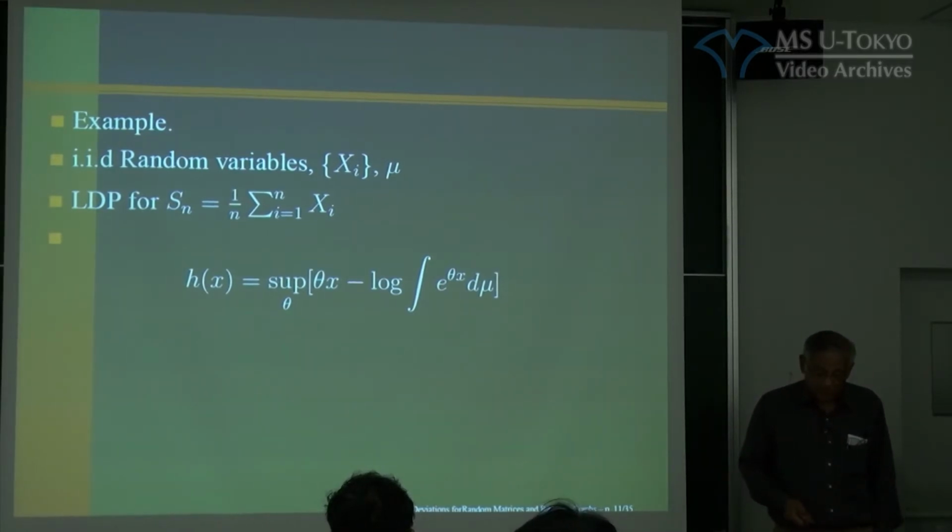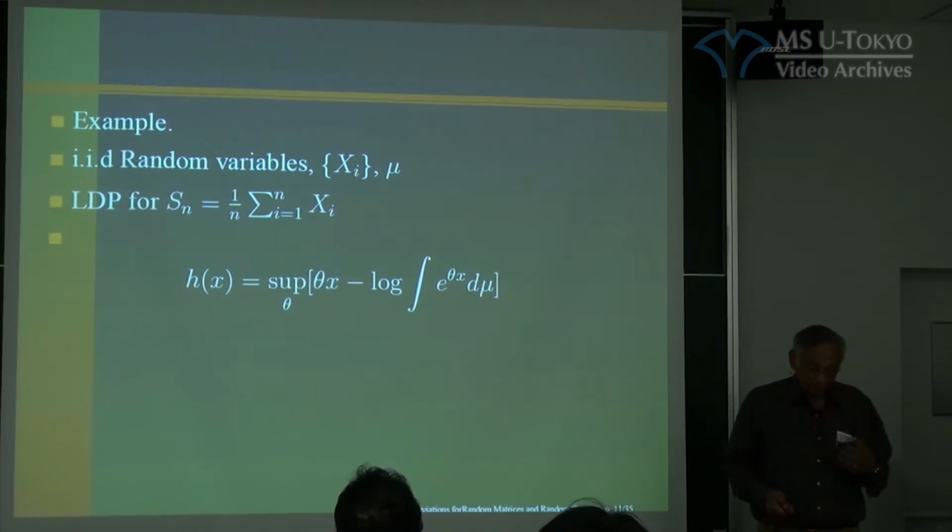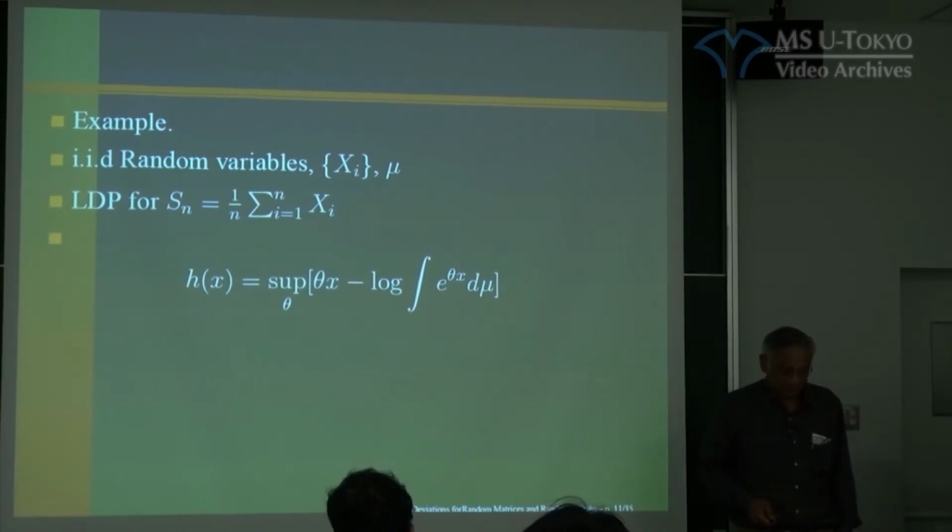Now, if you notice, this formula is the Legendre transform of log of the integral of e to the theta x d mu. So, by Jensen's inequality, log of the integral of e to the theta x d mu is a convex function of theta, and what you have here is the Legendre transform of that convex function, which is another convex function h of x.